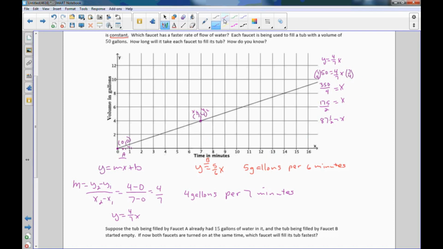So now we're going to do it for the other equation. Y equals 5/6x.